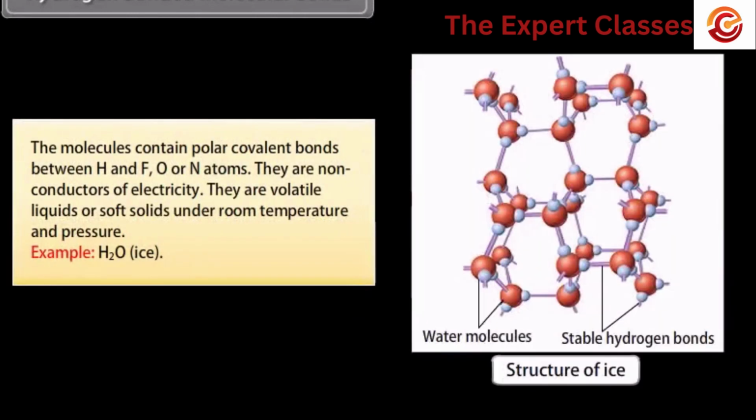Hydrogen-bonded molecular solids. The molecules contain polar covalent bonds between H and F, O, or N atoms. They are non-conductors of electricity. They are volatile liquids or soft solids at room temperature and pressure. Examples: H2O, ice.